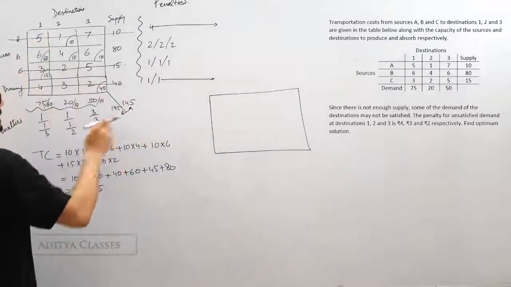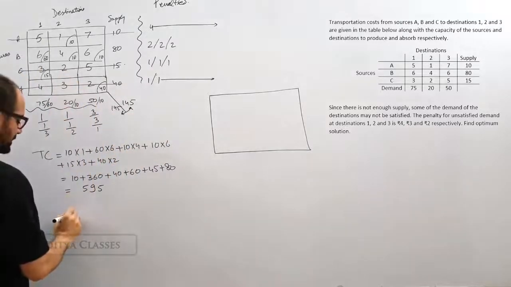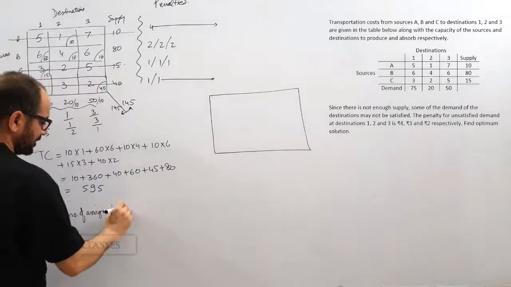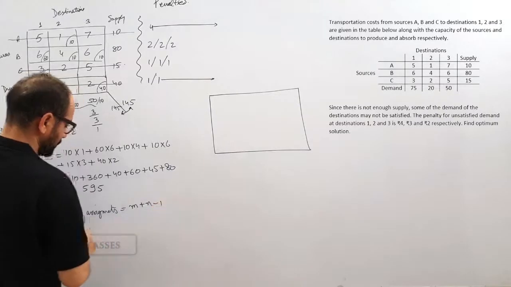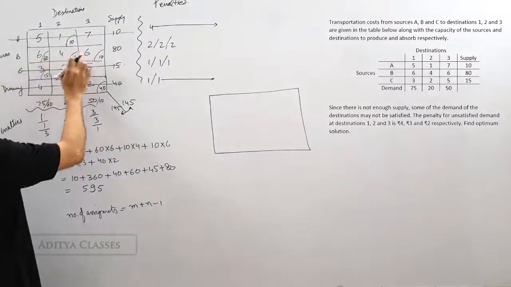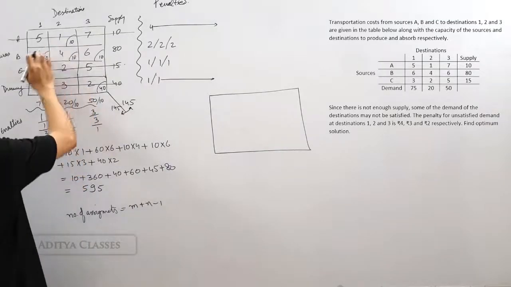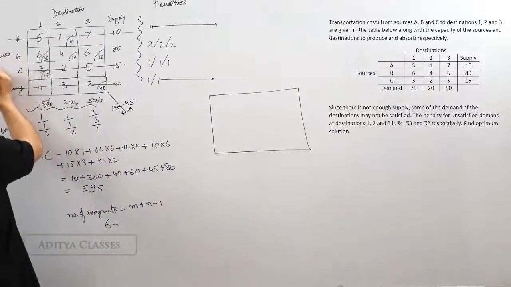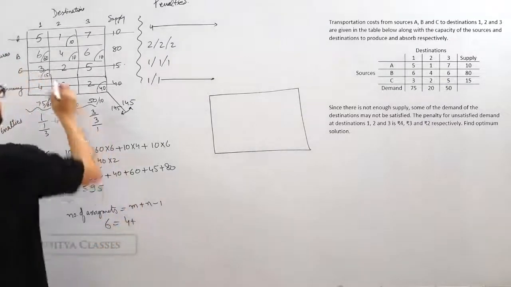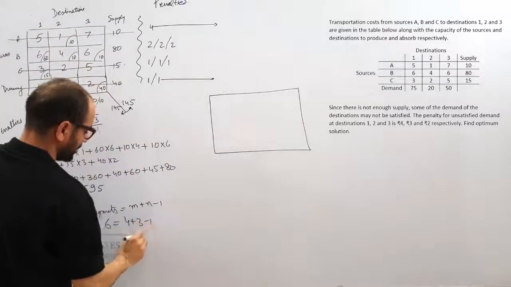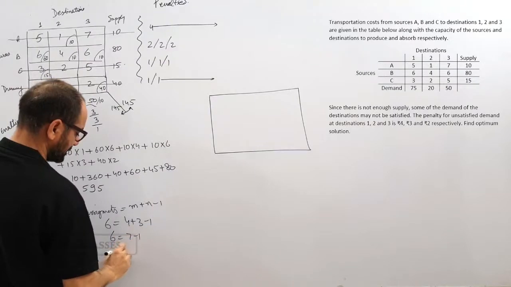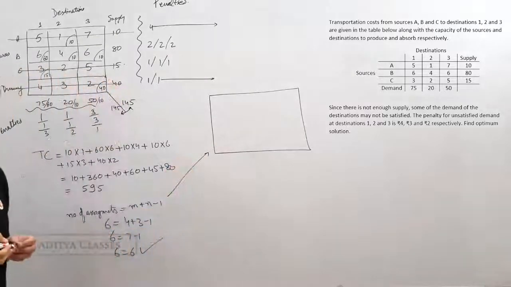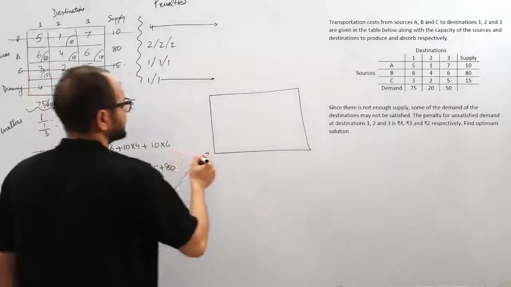First let us check, can we at all use modified distribution? The condition is that the number of assignments should be equal to m plus n minus 1. We have the number of assignments 1, 2, 3, 4, 5 and 6. We have 6 assignments. Number of rows 4, number of columns 3, minus 1. 6 is equal to 7 minus 1. So yes, I can move to testing for optimality. How do we test it for optimality?